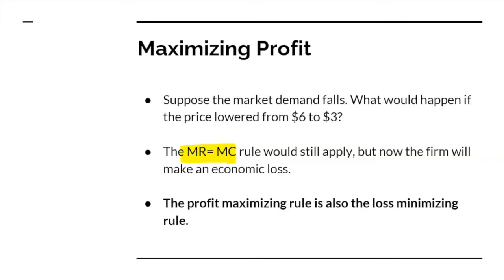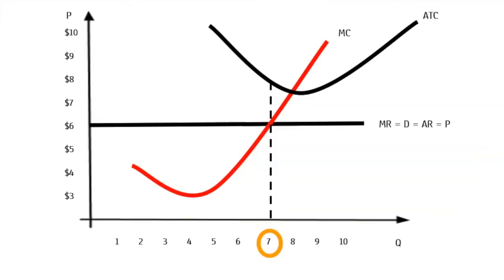And so what we can rename our profit maximizing rule, it's also known as the loss minimizing rule, right? Because if you're trying to maximize profit, at the same time, you're also minimizing the loss. And so let's do a practice one here. So let's look at this, right? Yet again, the first thing you should do is go to where MR equals MC.